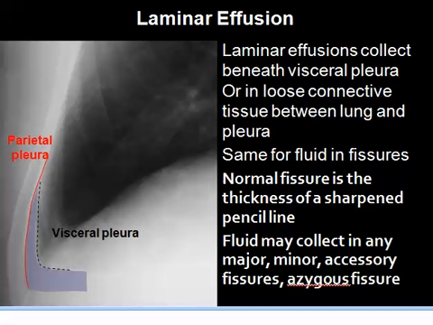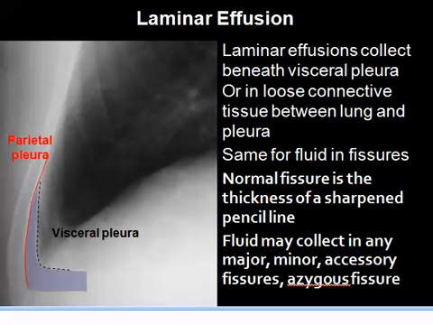Fissures are split and fluid runs in. Normal fissure is the thickness of a sharpened pencil line. If you have thicker fissure, that means that there is pleural thickening or fissural thickening, or fluid starts to accumulate. So the fluid may collect in any major or any minor or accessory fissure. Especially we should be aware of the azygos fissure.